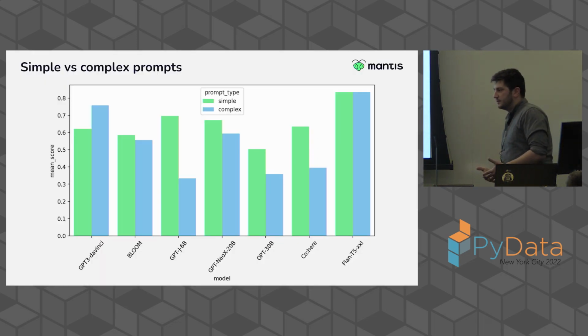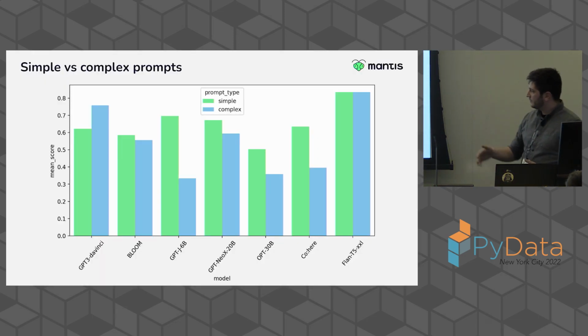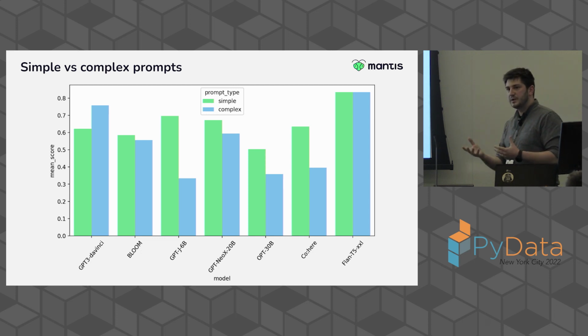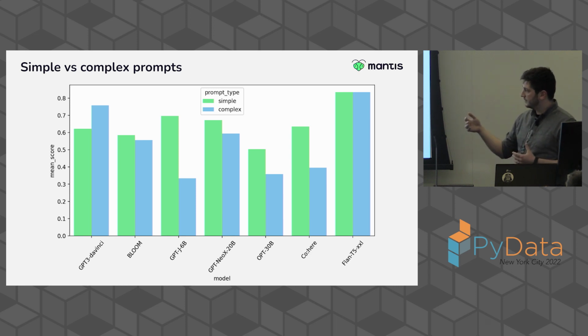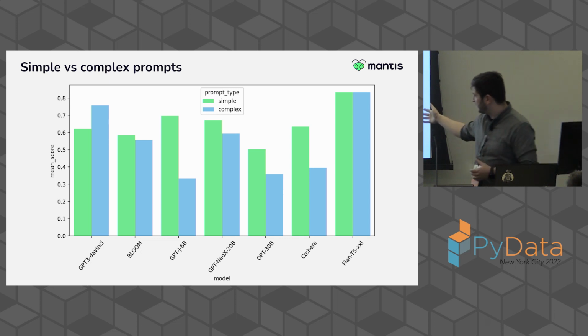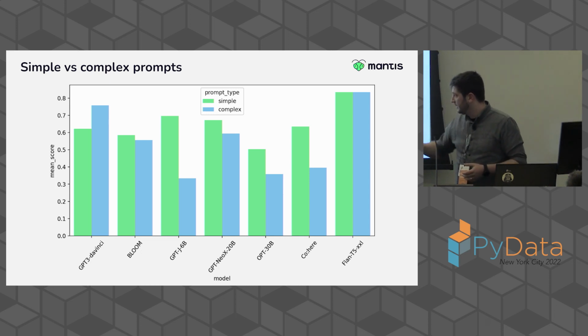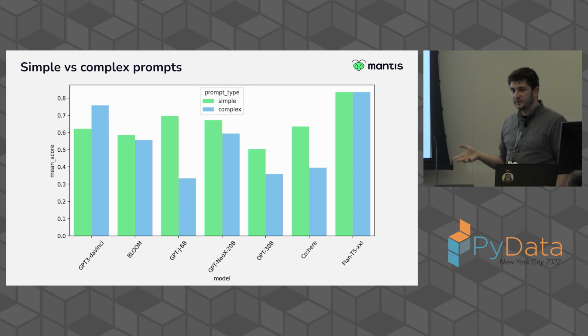We tested, for all models, the difference between a series of simple prompts versus much more complex prompts. What we found is that only Flan-T5 and GPT-3 at the beginning weren't affected by it. GPT-3 actually, it helped a lot. For all the other models, it wasn't really the case.